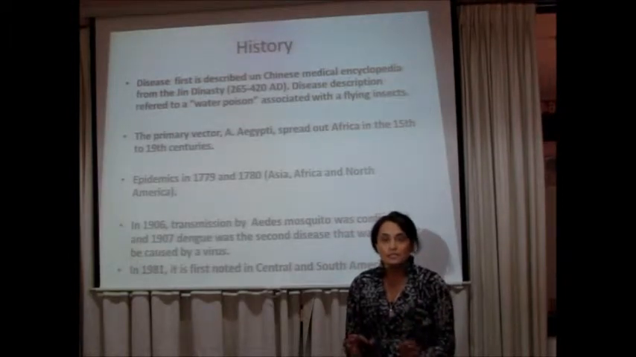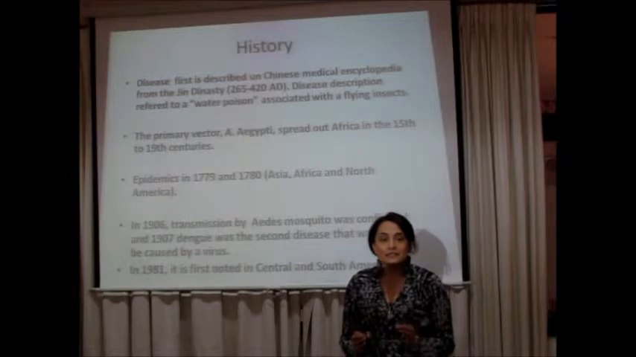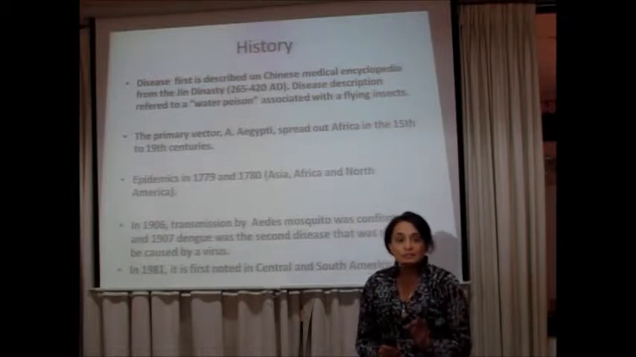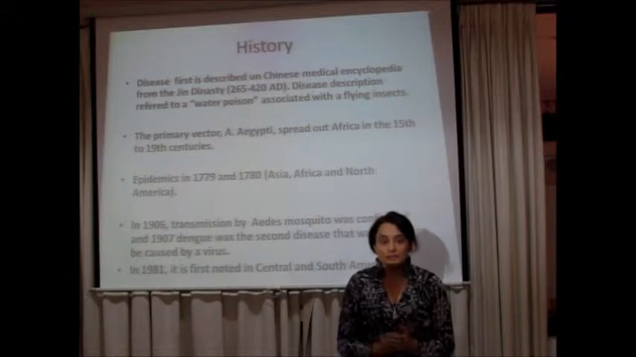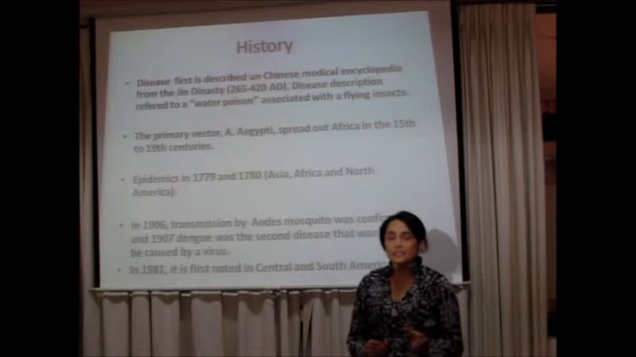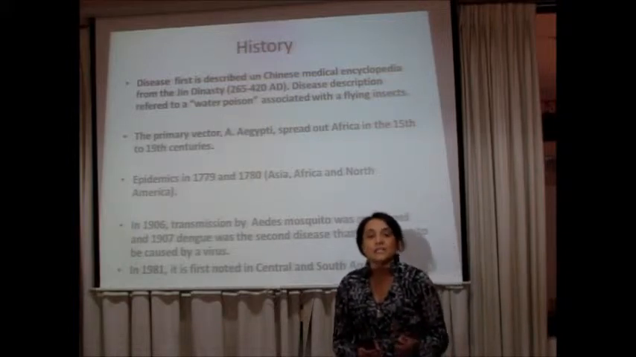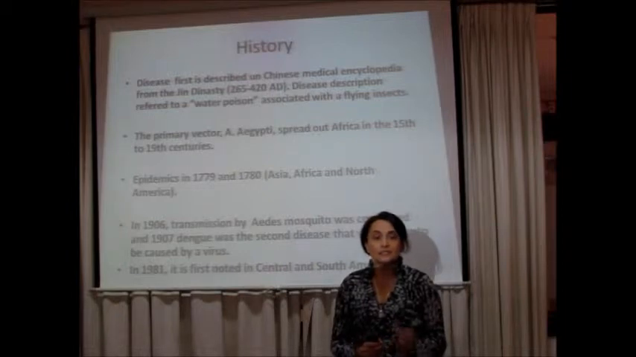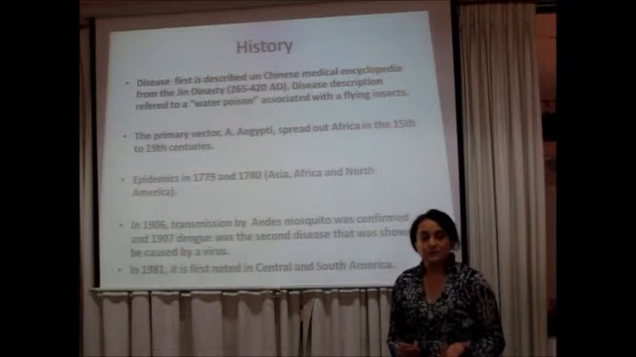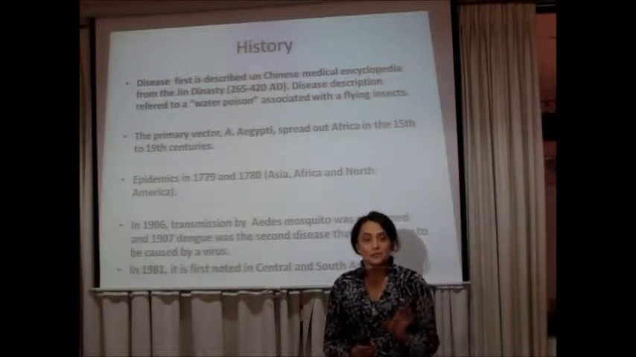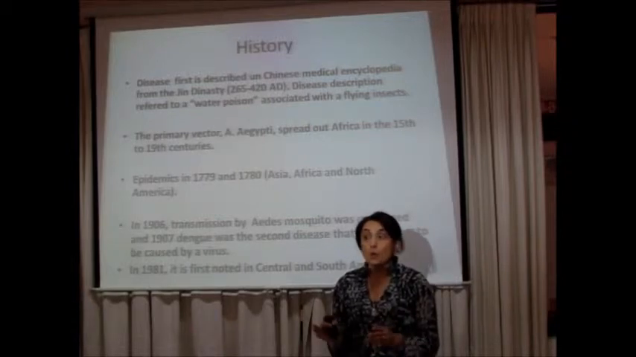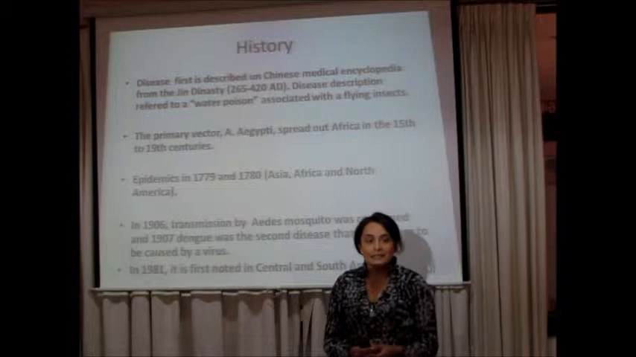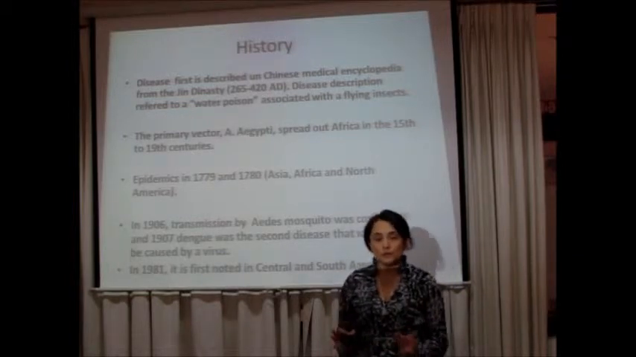Now, about the history of dengue. The first record of a case of probable dengue fever is in a Chinese medical encyclopedia from the Jin Dynasty, 265 to 420 AD, which referred to a water poison associated with flying insects. The primary vector, Aedes aegypti, spread out of Africa in the 15th to 19th centuries. Epidemics occurred in 1779 and 1780 in Asia, Africa, and North America. In 1906, transmission by Aedes mosquito was confirmed. In 1907, dengue was the second disease shown to be caused by a virus. In 1981, it was first noted in Central and South America.